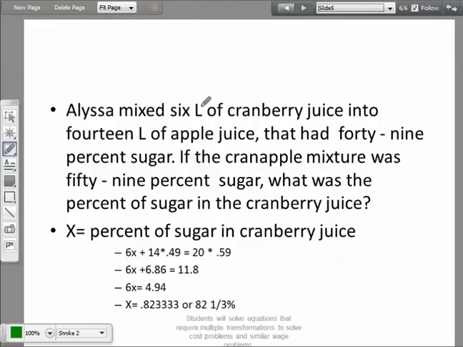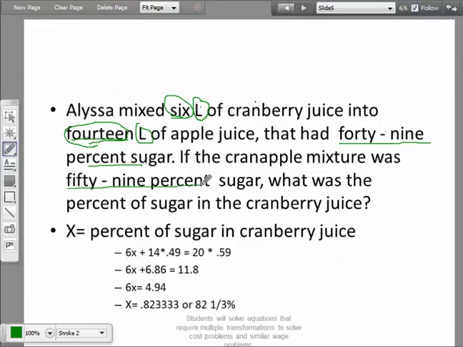Alyssa's mixing 6 liters of cranberry juice into 14 liters of apple juice. So we got 6 and we got 14. And they're liters. The apple juice had 49% sugar. The cran-apple mixture is 59% sugar. What percent was in the cranberry juice? Percent in the cranberry juice.